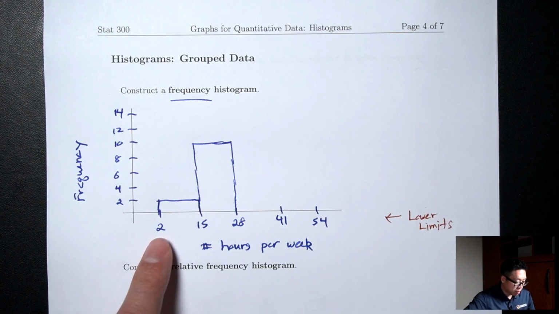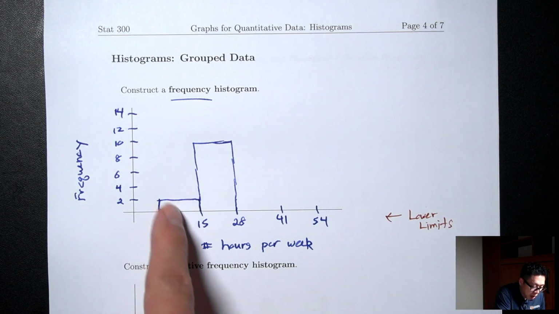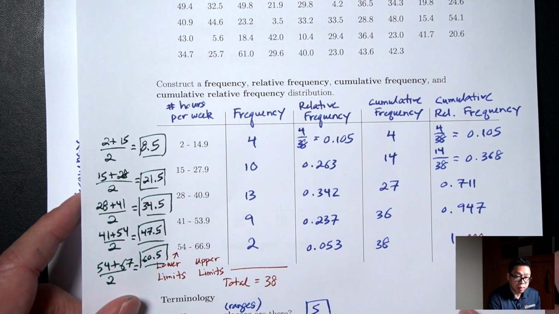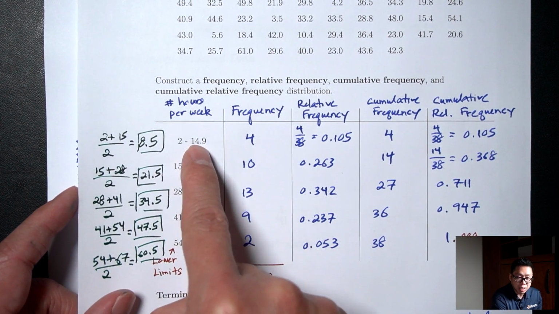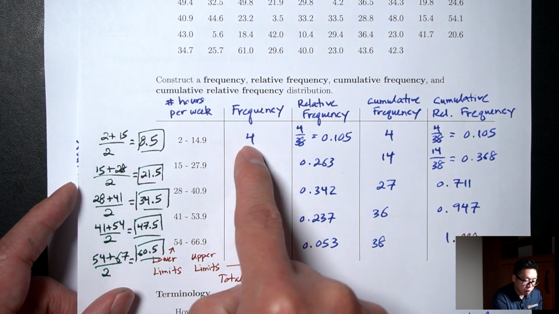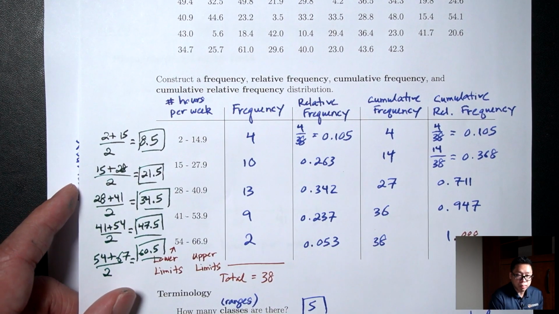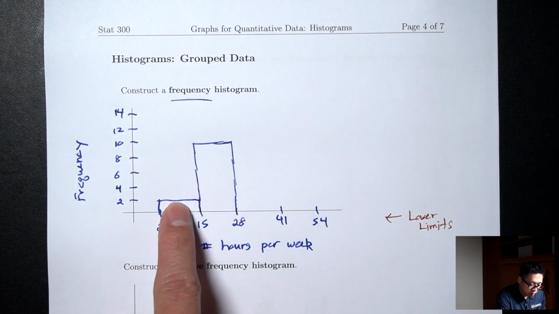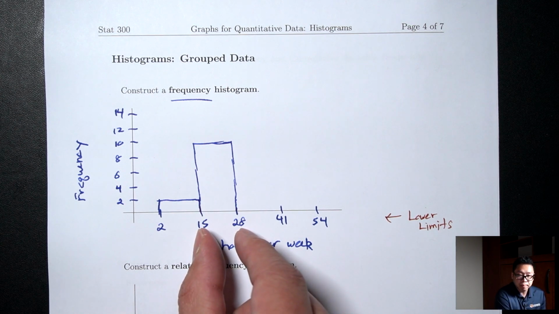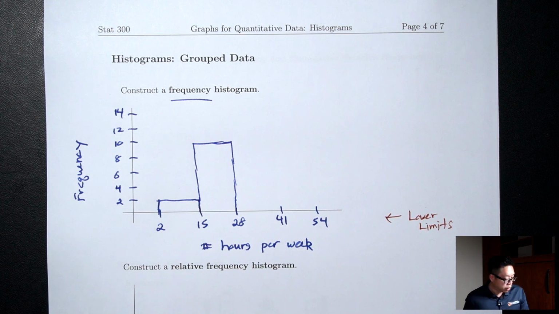Situation 2, notice that the numbers are not in the center of the bars. And that's because in the group data situation, each frequency doesn't represent a single number. Each frequency represents a range of numbers, so each bar should be over that range. So the bar here is over that range. The next bar is over the next range. All right, so let's finish up this histogram.